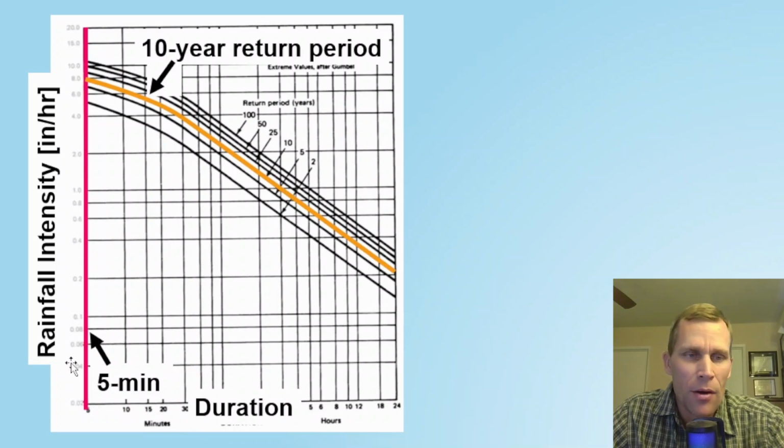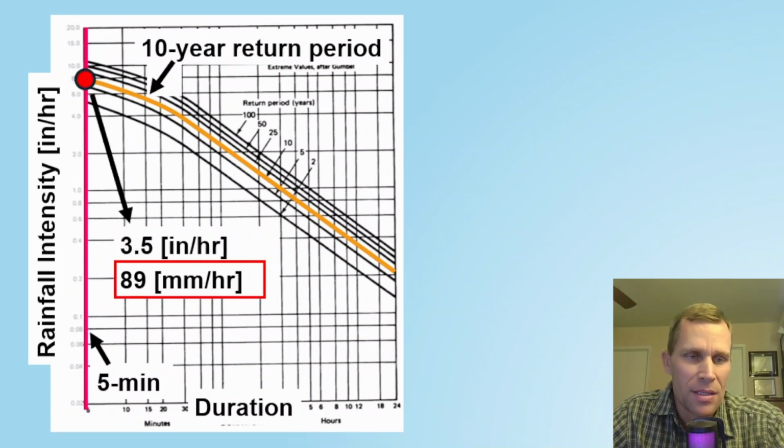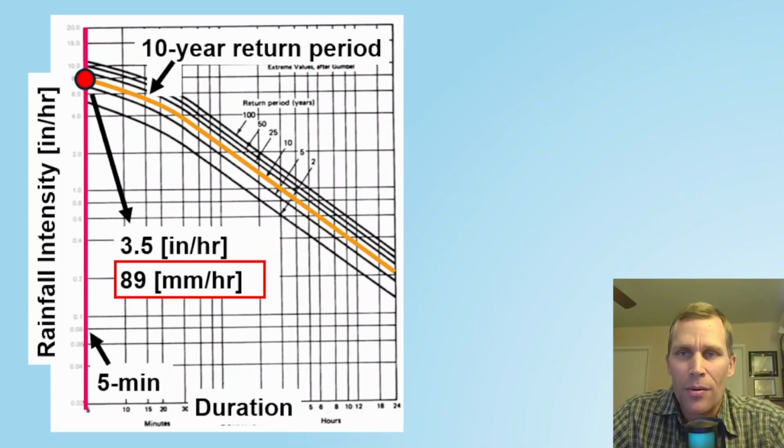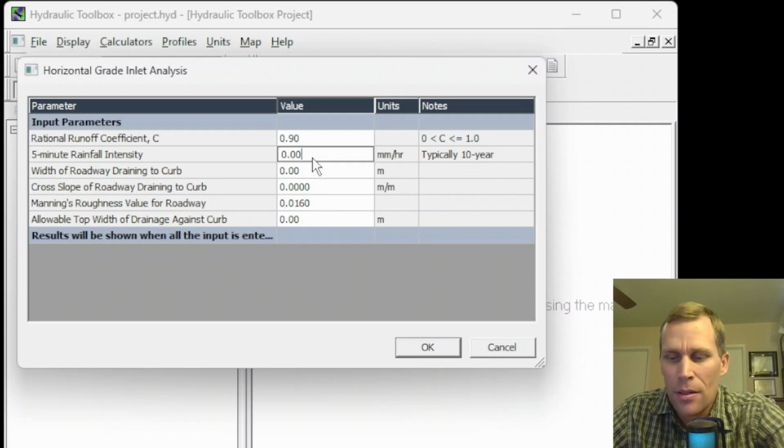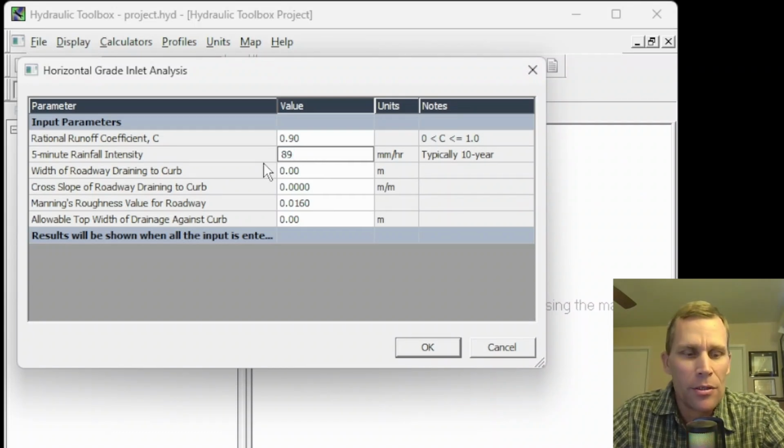The next slide here, I've actually added labels so it's a little easier to see. Again, we have duration, rainfall intensity, and the return period. I've highlighted the two lines of interest that we were given, which is the 5-minute duration and the 10-year return period, this pink colored line and yellow colored line, respectively. So where those two lines intersect gives us the point, and the vertical axis of that point represents the rainfall intensity. That came out to about 3.5 inches per hour, which converts to about 89 millimeters per hour. This 89 millimeters per hour is what we want to use in our calculator right here. So let's just type in 89 millimeters per hour.